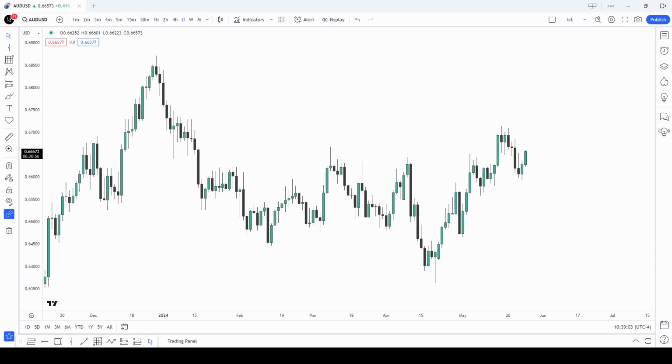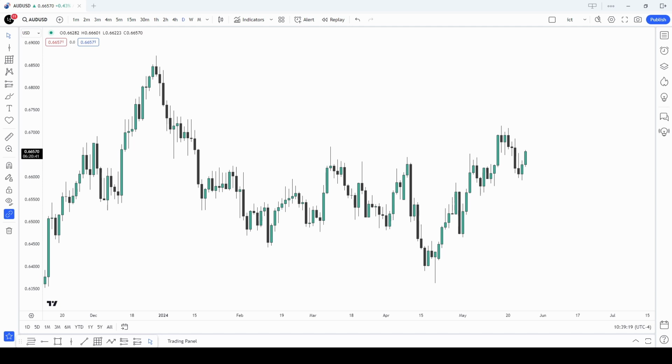So there are three main things I consider when looking for daily bias, and it is our dominant price swing or our dealing range. It is fair value gaps and it is liquidity. Those are the three things I'm considering when I'm looking for my daily bias.